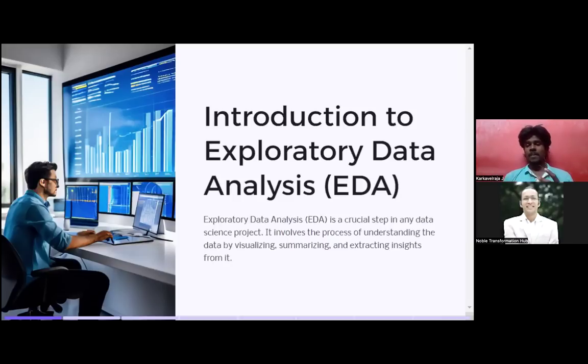EDA comes after data collection and after deciding how to store and fetch the data. EDA is one of the important steps where you need to have a clear-cut understanding of what the data set is. Over to you.